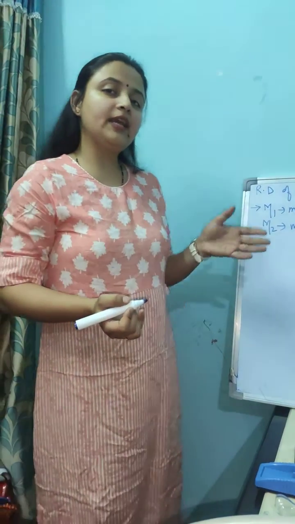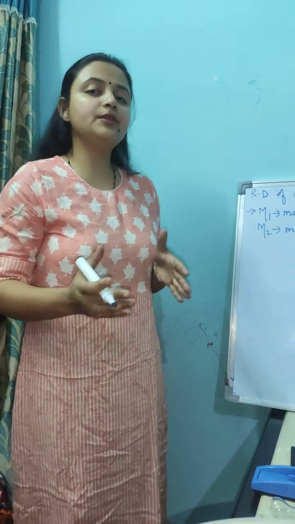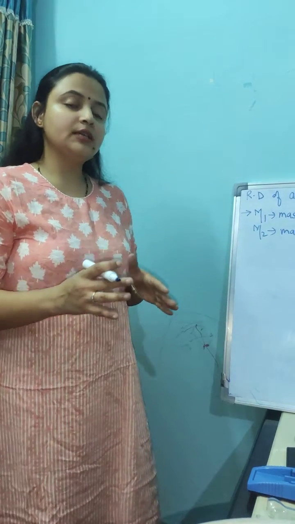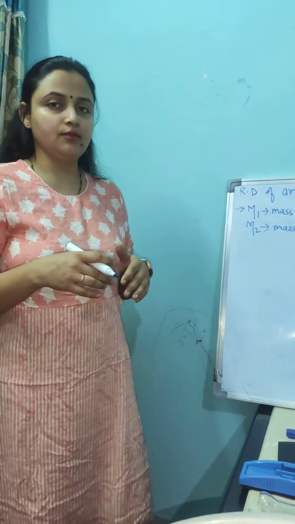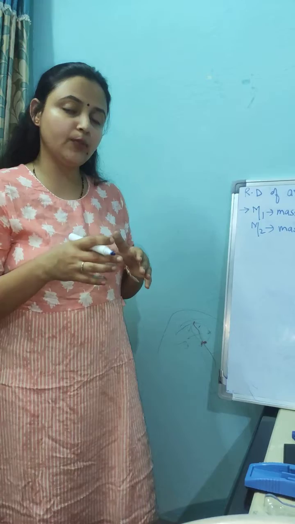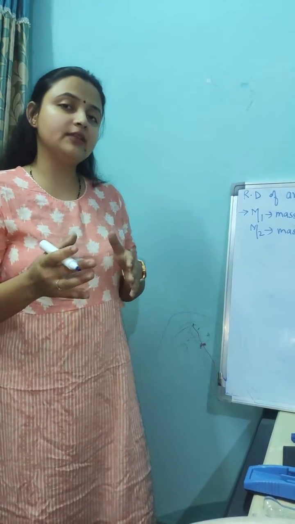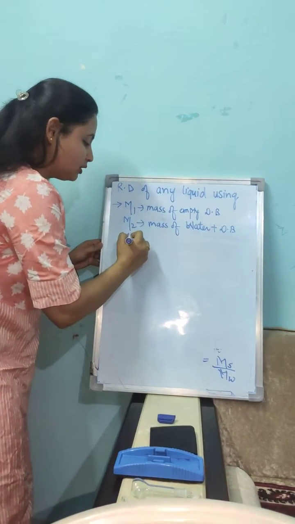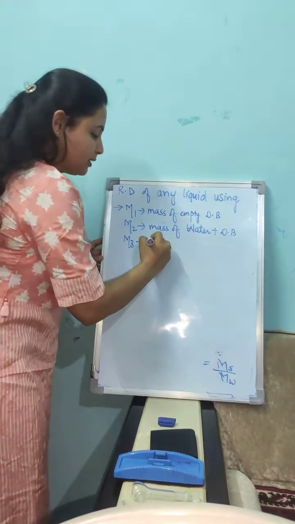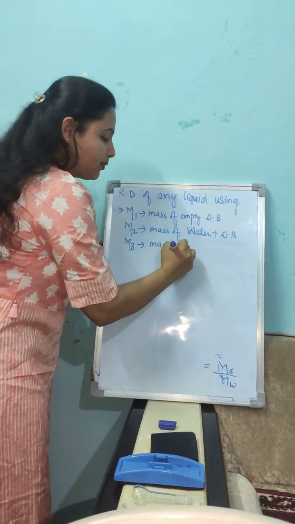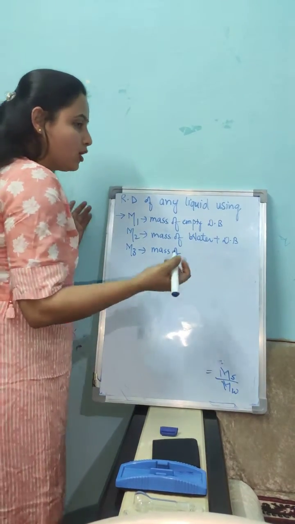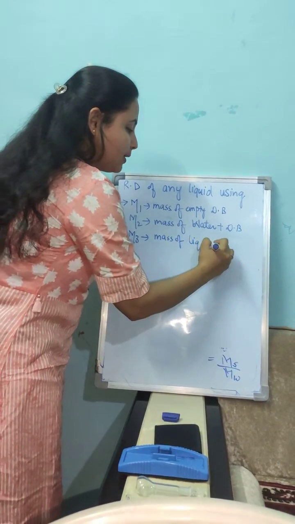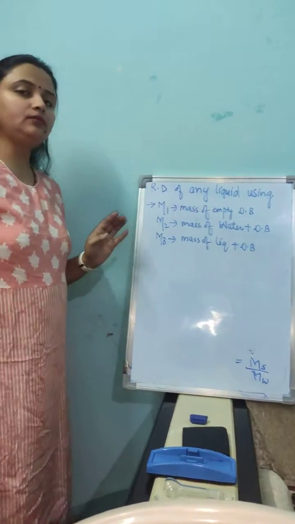Now again I will empty the bottle. After emptying the bottle, I will fill it with the liquid whose relative density I want to measure. When I have filled it, I will call the mass M3. I will measure the mass again with the help of a beam balance, physical balance, or electronic balance. So M3 is the mass of liquid plus density bottle.